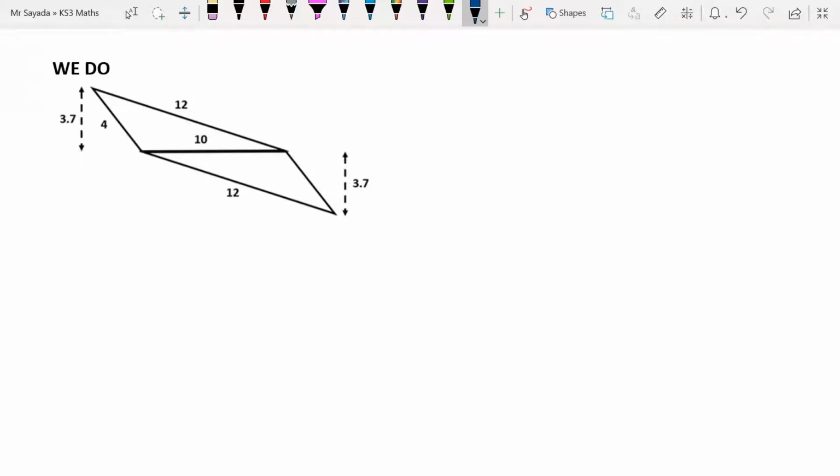So what's the first thing I should do? Say your answer to the video. The first thing I should do is split the shape into two separate triangles. Now that's already been done, but I'm just going to make it really clear with the highlighter.